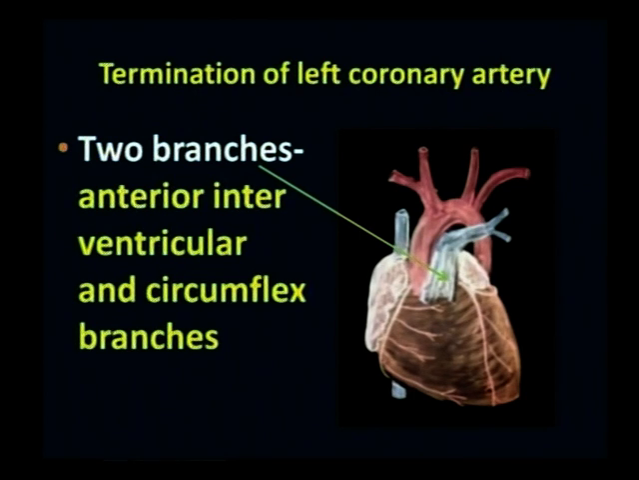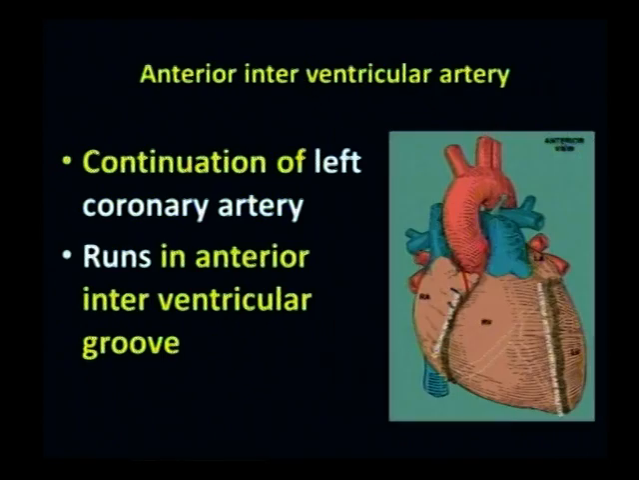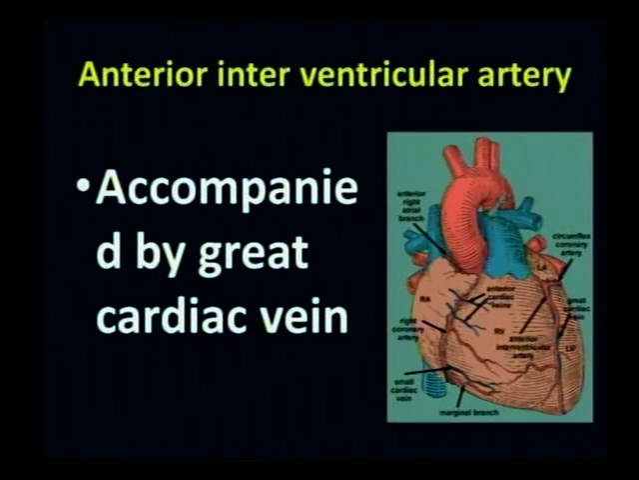Now, we have to see the course of the anterior interventricular and circumflex branches. The anterior interventricular artery is the continuation of the left coronary artery. It runs in the anterior interventricular groove like this. So, this is the continuation of the left coronary artery. It runs in the anterior interventricular groove, then winds around the apex of the heart. In this groove, it is accompanied by the great cardiac vein.